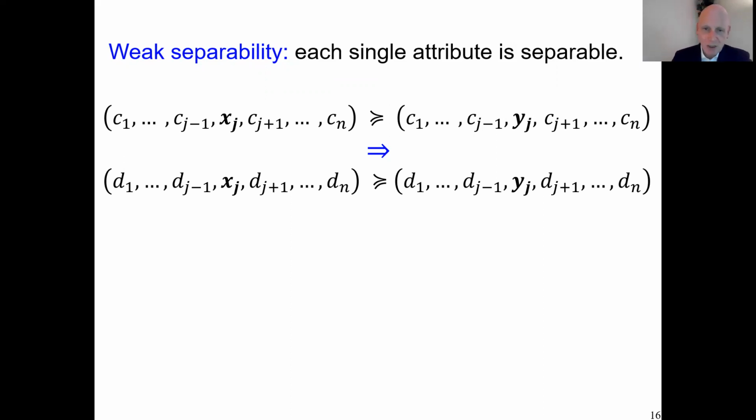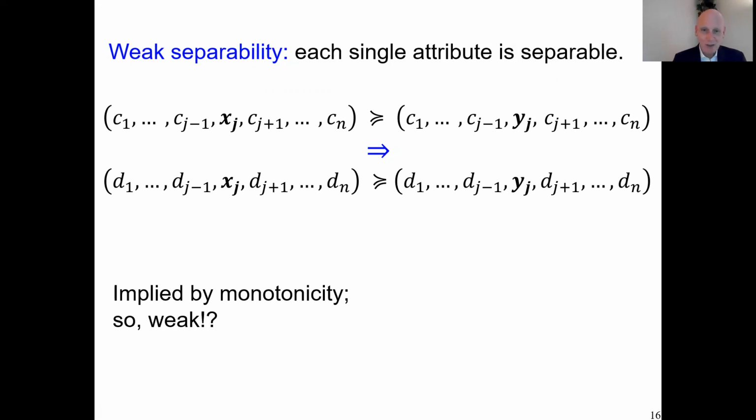Now, one way to see that this is quite weak is that it is implied by monotonicity. For instance, if every attribute is a real number, and we say increasing any attribute increases the n-tuple, then these two preferences that you see there are equivalent to x_j being greater or equal y_j. So then weak separability is implied by monotonicity. So indeed, it looks like that's a weak condition.